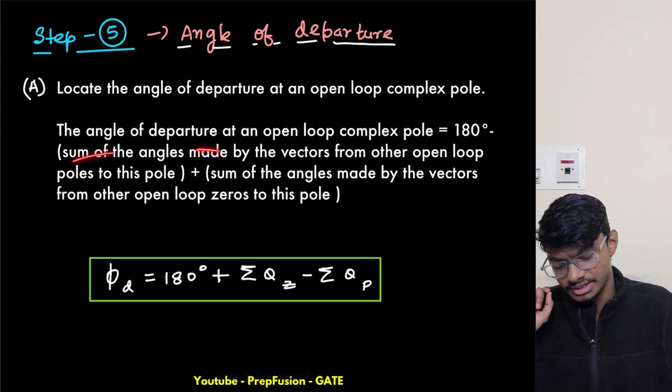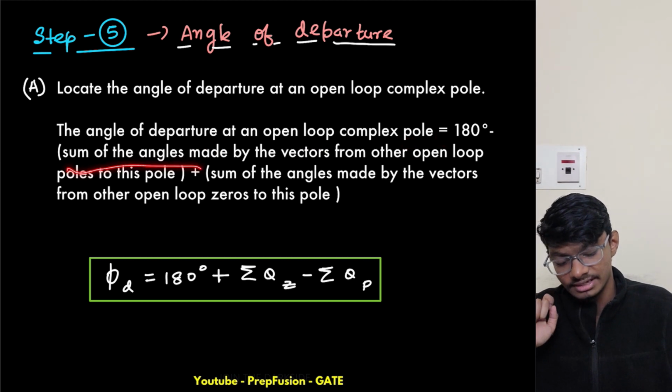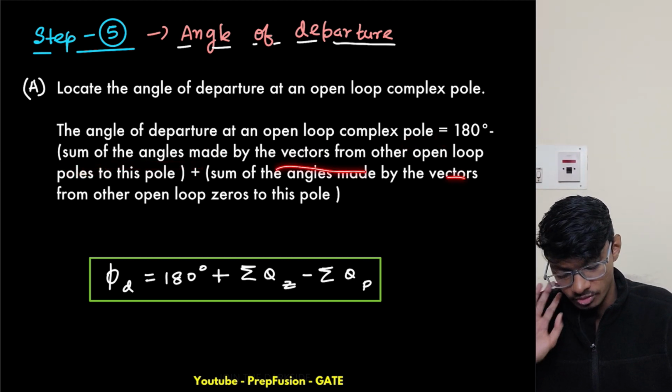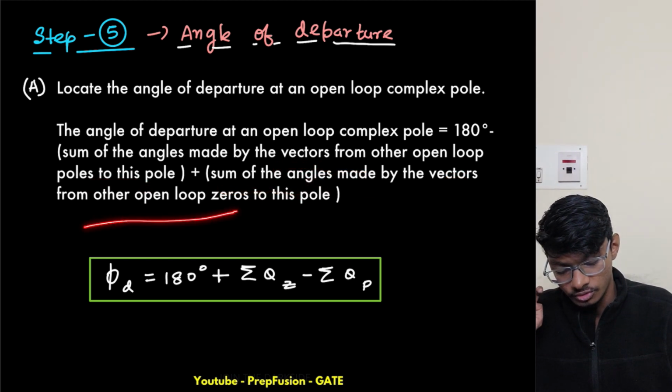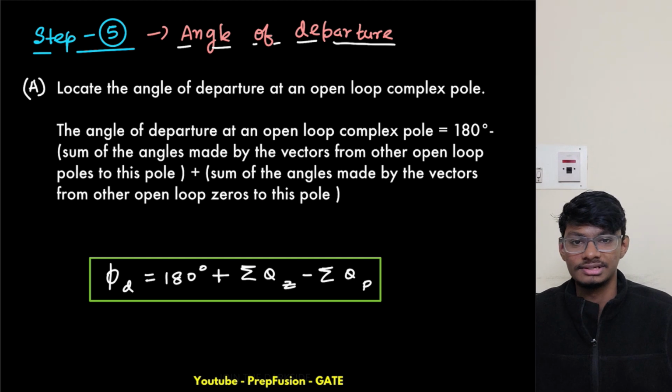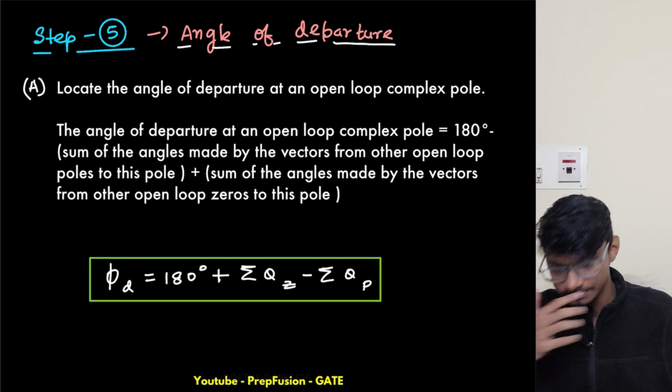The angle of departure at an open loop complex pole is equal to 180 degrees minus the sum of angles made by vectors from other open loop poles to this pole, plus the sum of the angles made by the vectors from other open loop zeros to this pole. Basically nothing has come to your head, right? So what is this telling? We'll obviously understand this.